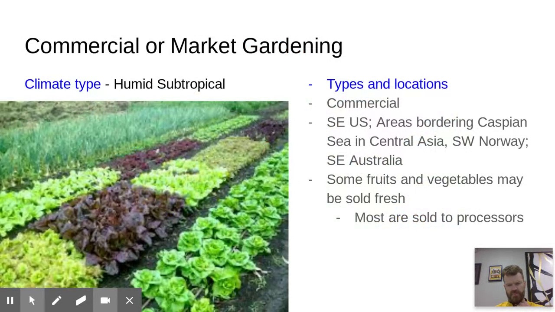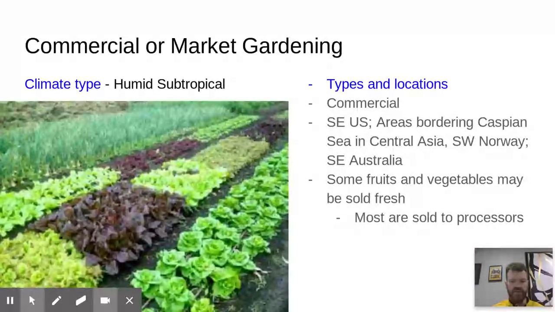Okay, so commercial or market gardening. This is in a humid subtropical climate because you need a lot of natural rain to do this. This is all commercial farming. It is intensive because it's on a small area. And these are usually fruits and vegetables. They're always fruits and vegetables, and they're sold fresh at the market. Most are sold to big processors, and then those processors do whatever they do with them.